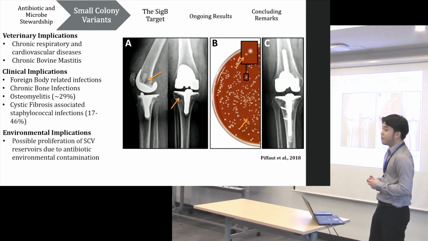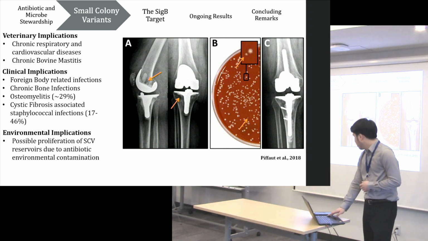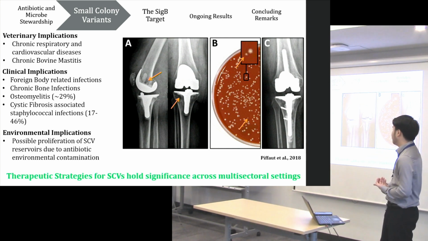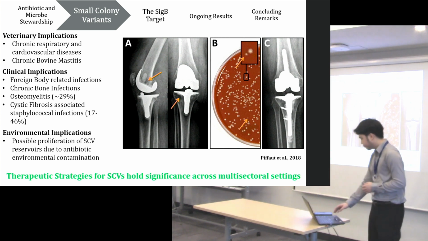SCVs also have environmental implications. It is possible for there to be a proliferation of SCV reservoirs simply due to antibiotic overuse and environmental contamination. As such, therapeutic strategies for SCVs hold significance for planetary health across multisectoral settings.